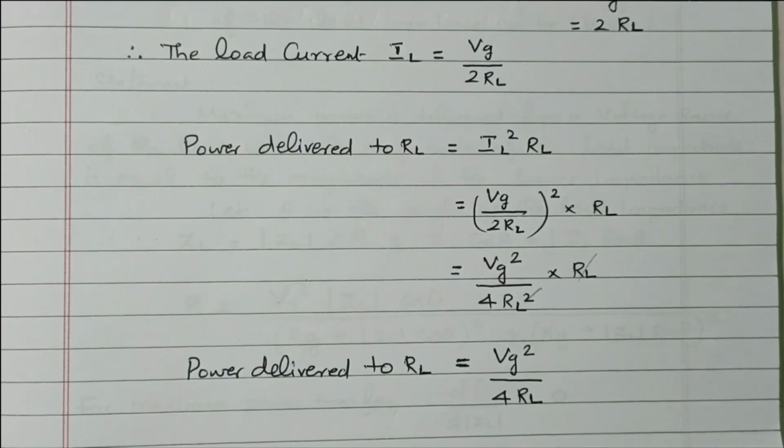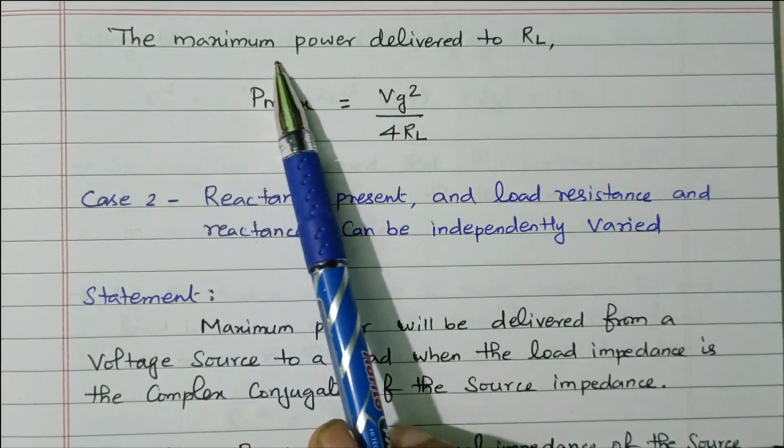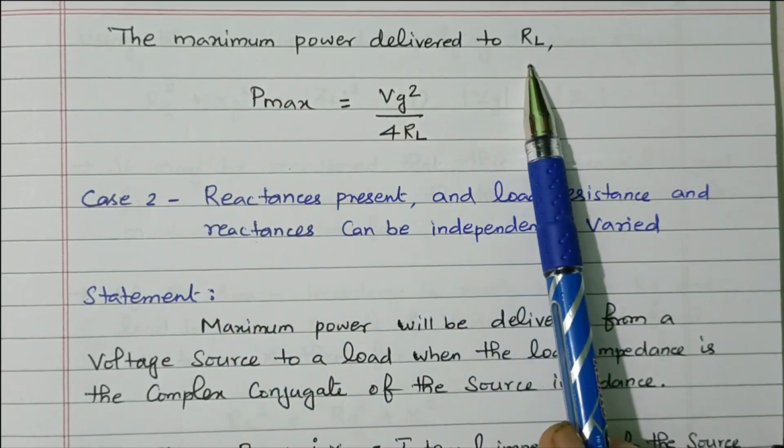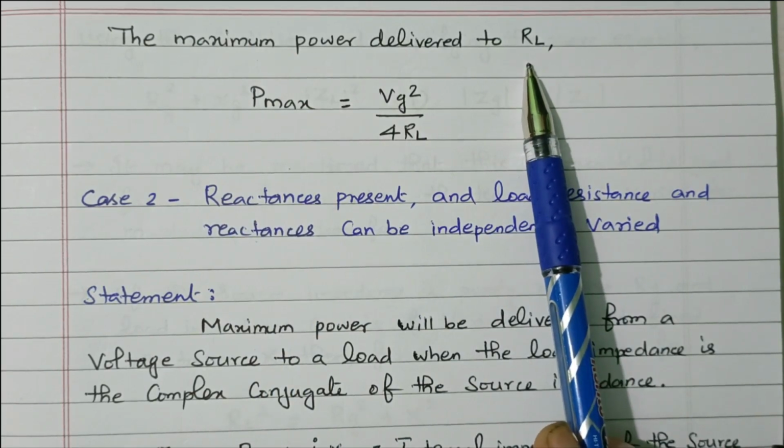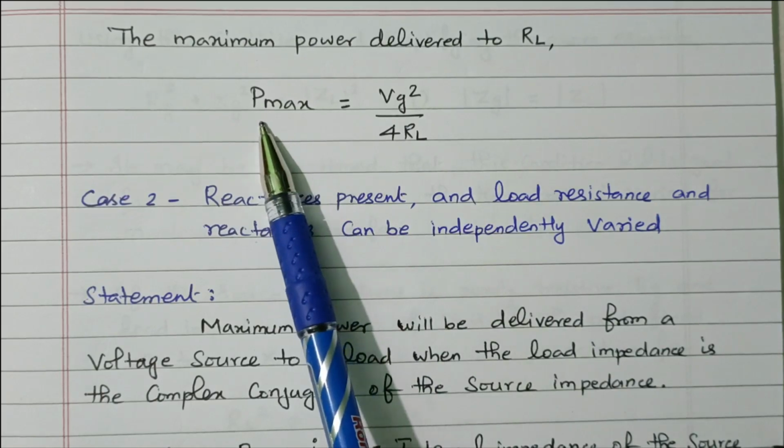I will go for the further details. Based on that, the power delivered to the load, when the condition is given, is the maximum power delivered to the load. So that becomes P max.